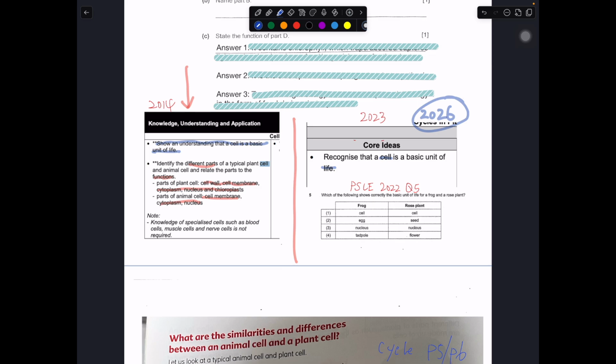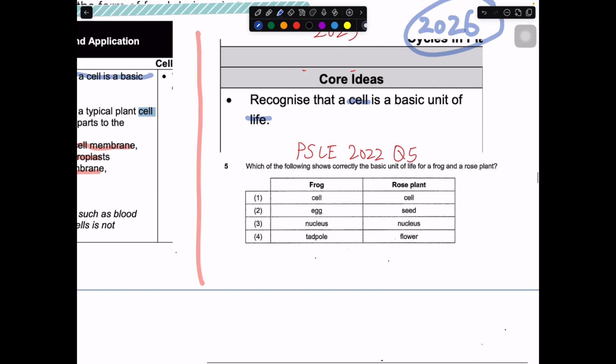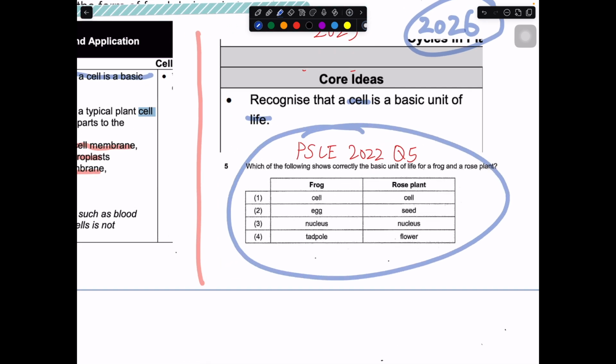So as to how this will come out in terms of assessment, this is my prediction. It will always come out in this format. They will maybe give you 2 animals, then ask you what is the basic unit of life. Okay, so the answer is cell. Cell is a basic unit of life. So the answer is number 1. So this is how the assessment item will appear for this topic on cell.